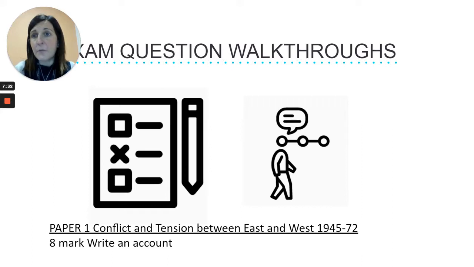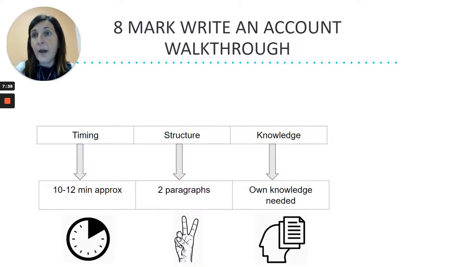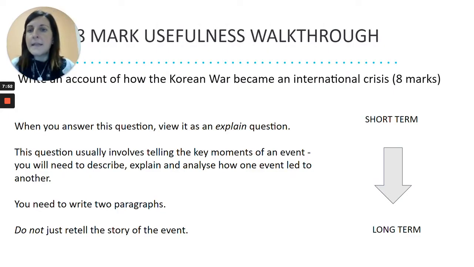The third question in walkthroughs for conflict and tension is the 8-mark write an account question, where you have to give a narrative account. So you would be given 10 to 12 minutes in the exam to complete this question. You'd be required to answer in 2 paragraphs, and you will need to use your own knowledge. Now, this question is really tempting to just write down everything you know about the topic. So, for example, write an account of how the Korean War became an international crisis.